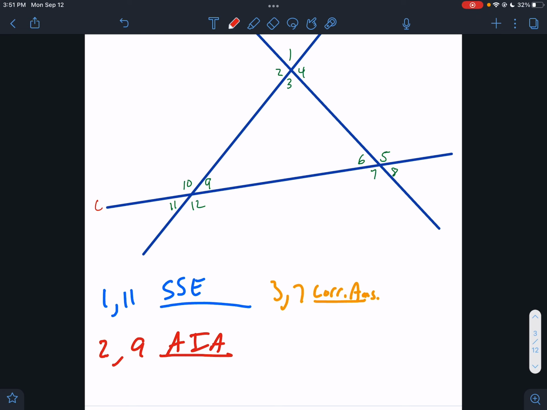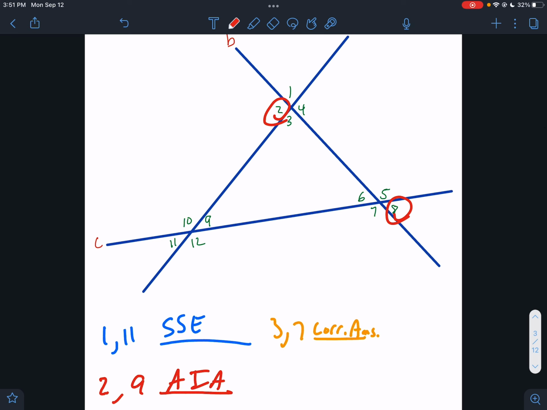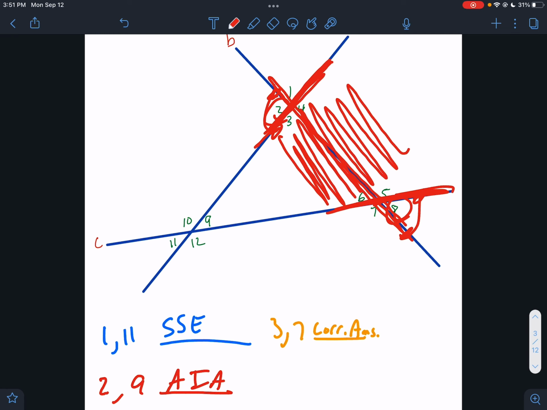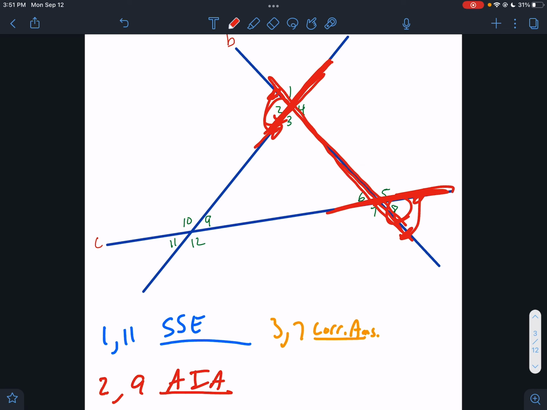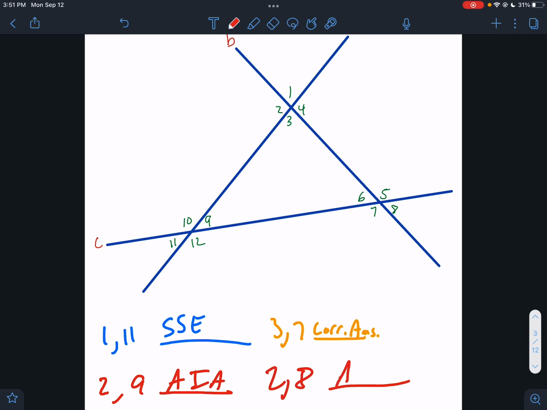How about if we went from 2 to 8? Okay, angle 2 to 8. Trace angle 2, trace angle 8. We can connect those two dots. So there's the transversal. Here's the other line for 2. Here's the other line for 8. 2 and 8 are outside. So 2 was inside going the other way, but it's outside going this way. So 2 and 8 would be same side, sorry, alternating exterior angles.